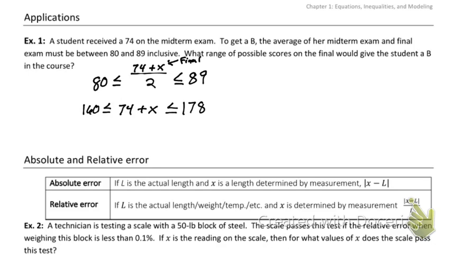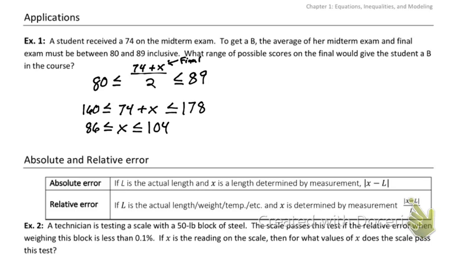And then we're going to subtract 74 from both sides. That's going to be 100 minus 14, so that's going to be an 86. Is less than or equal to x, which is less than or equal to, yikes, 104. You can get an 86 on a final, can't you? Well, you got a 74 on the midterm. That's true, that's true. Maybe she really worked at it.